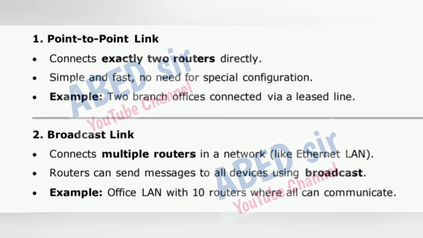1. Point-to-point link. Connects exactly two routers directly. Simple and fast, no need for special configuration. Example, two branch offices connected via a leased line. 2. Broadcast link. Connects multiple routers in a network, like Ethernet LAN. Routers can send messages to all devices using broadcast. Example, office LAN with 10 routers where all can communicate.